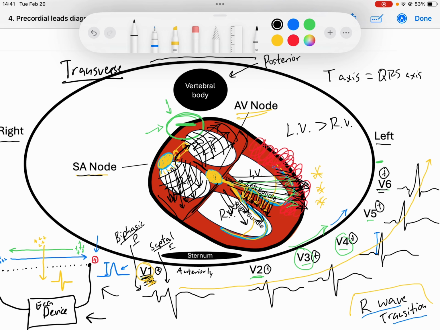So I hope this helps you understand these leads better. If you have questions about them, please feel free to comment below. And I hope that this helps you understand that when the morphology we are discussing here, which is normal, starts to change, you can understand where along the anatomical landmarks of these electrophysiological structures the problem exists.